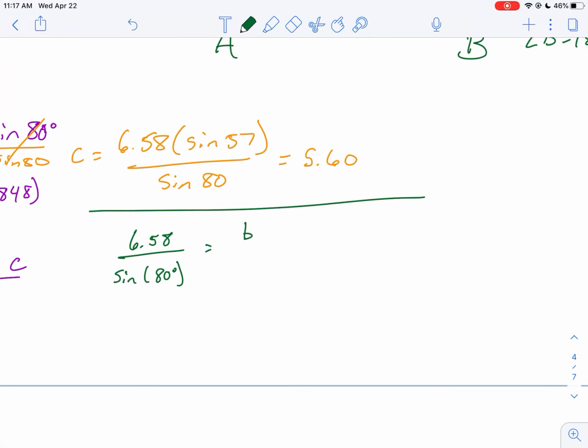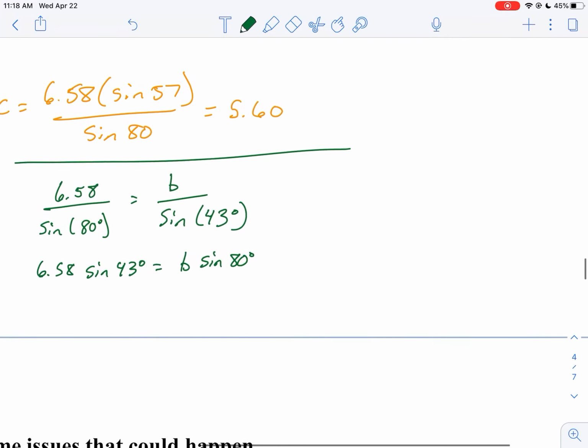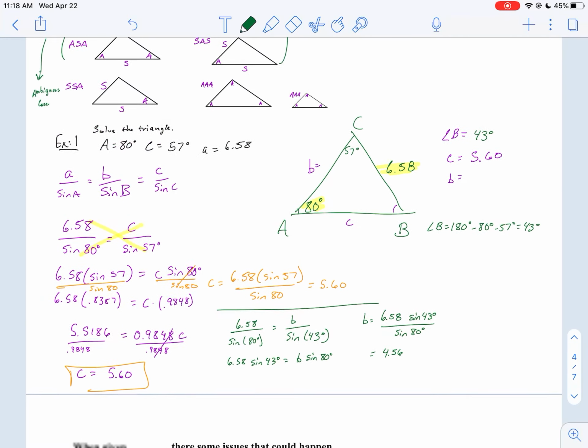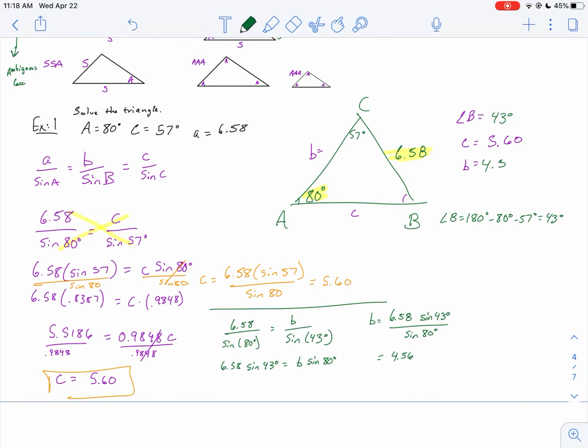So now I can come down here and use the law of sines. I can cross multiply here. I get 6.58 times the sine of 43 equals B times the sine of 80. Divide both sides by sine of 80. I get 6.58 sine 43 divided by the sine of 80. And when I do that, I'm going to get 4.56 for side B.